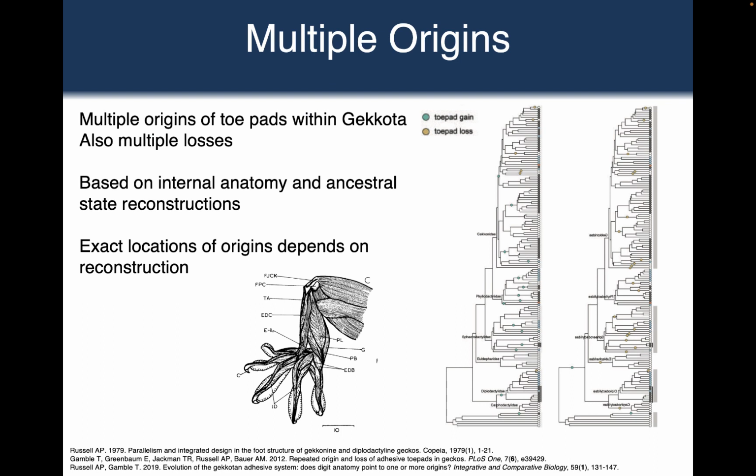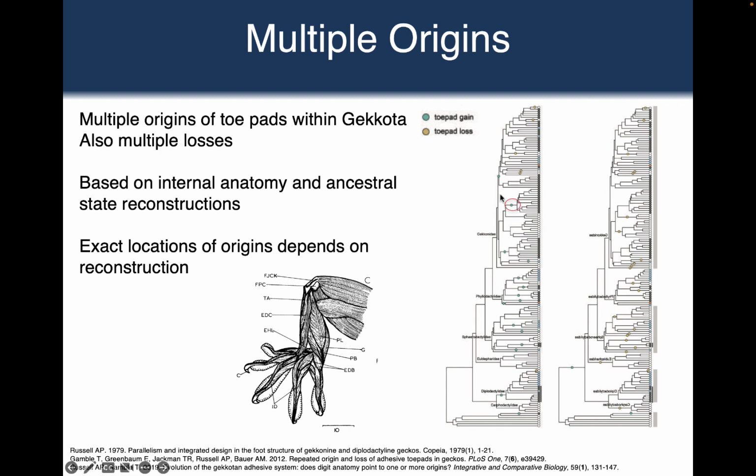And so the toepads probably evolved multiple times within geckos, and they were probably also lost multiple times within geckos. And we know this because of some of their internal anatomy. We can tell which groups probably never had toepads, which groups probably had toepads and may have secondarily lost them, based on their internal toe anatomy. And we can also have evidence from ancestral state reconstructions that there were probably multiple gains and losses. But pinning down exactly where in the phylogeny those gains and losses were can be kind of difficult.